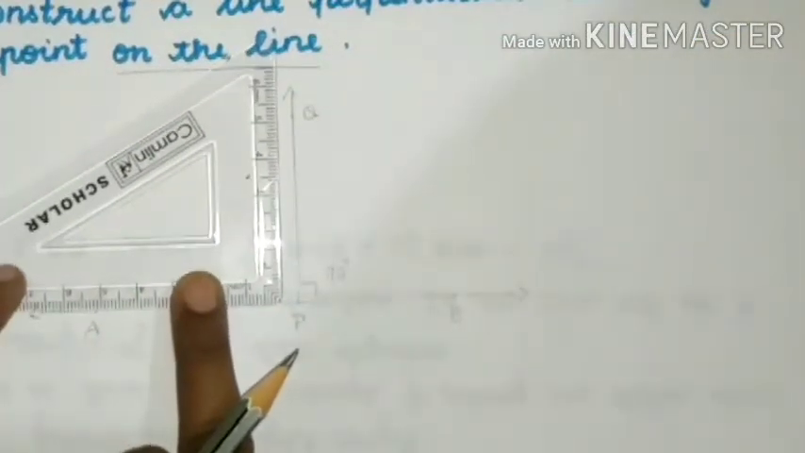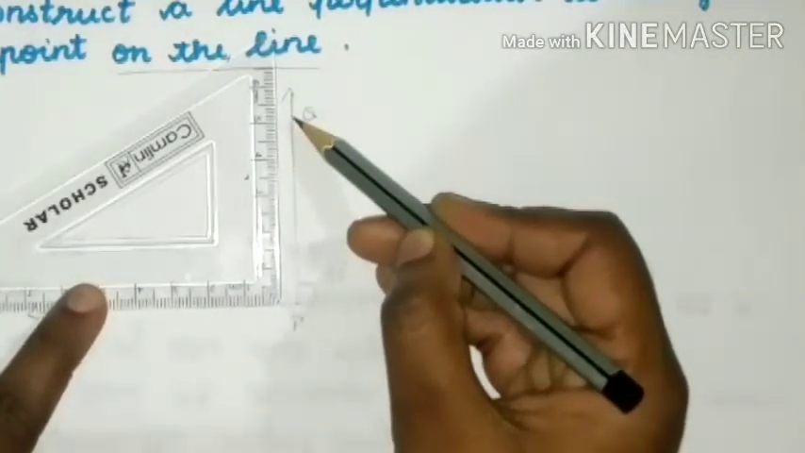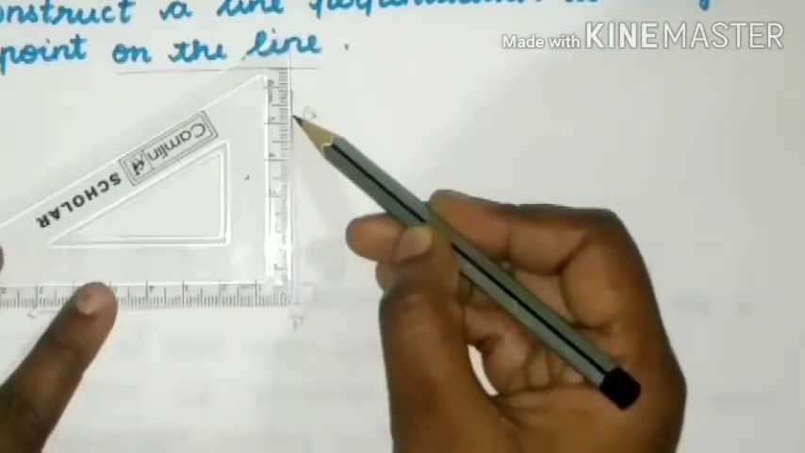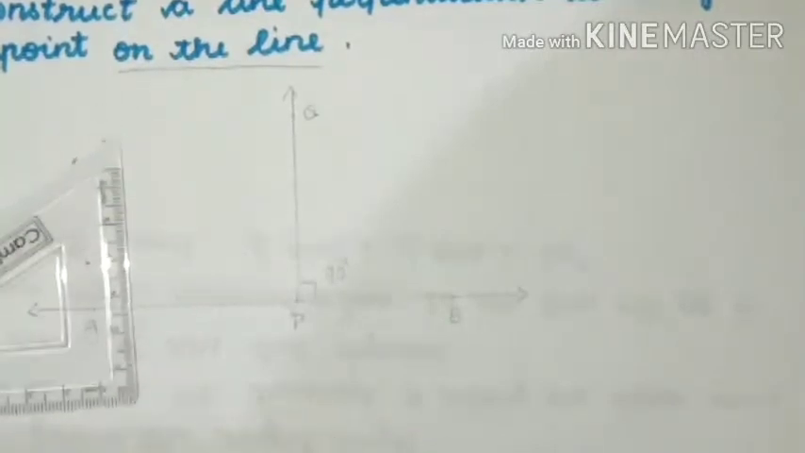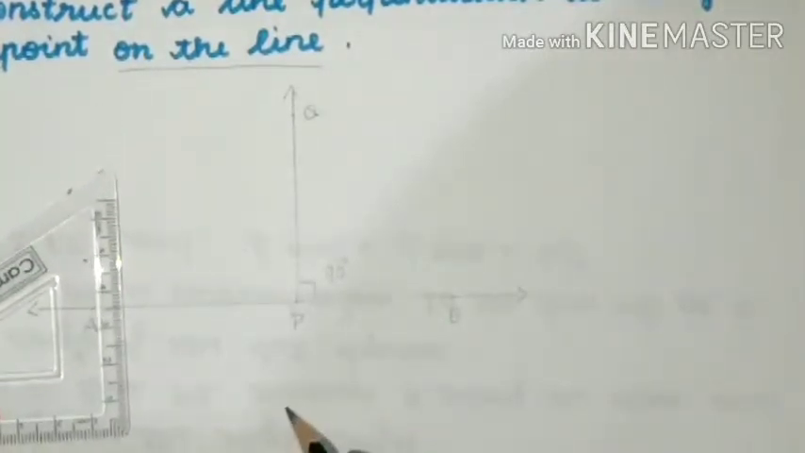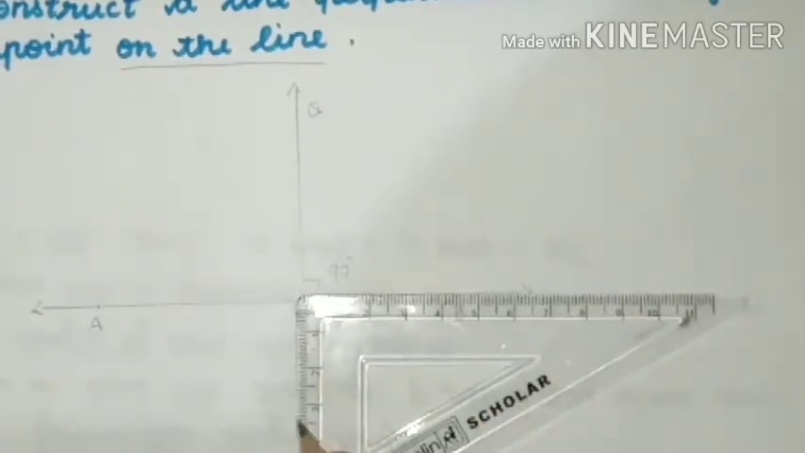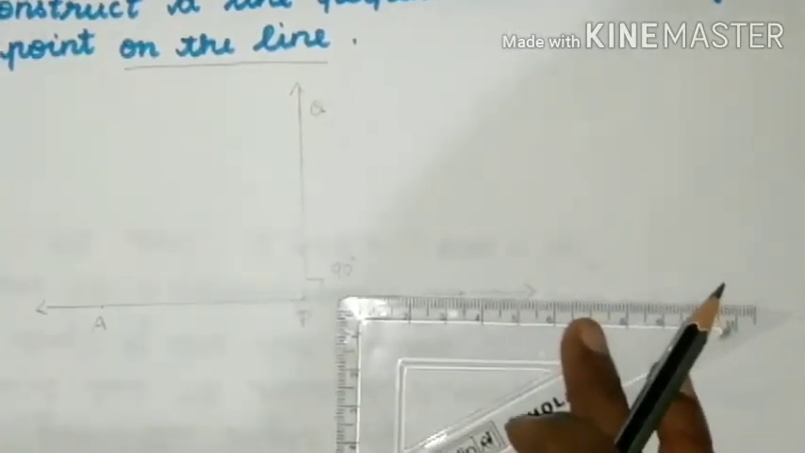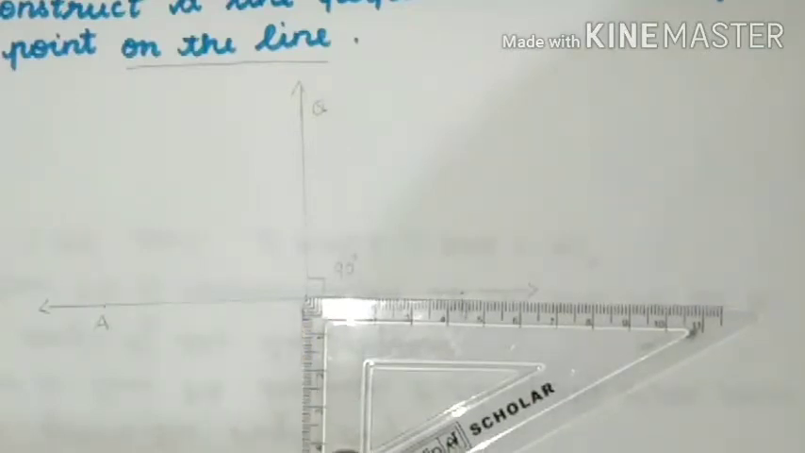Place the set square on the line. If you have marked the point P here, up to this point you have to slide the set square like this. Then you have to draw the perpendicular line. If you are marking the point P here, you have to slide the set square like this. If you are marking the point P here, you have to slide the set square like this. Then draw the perpendicular line.